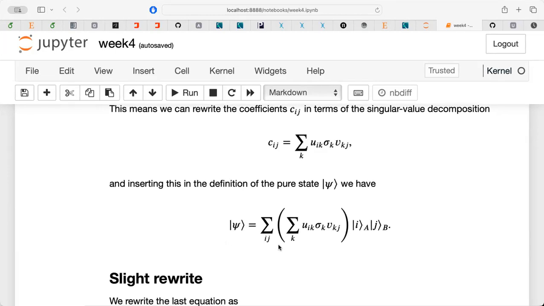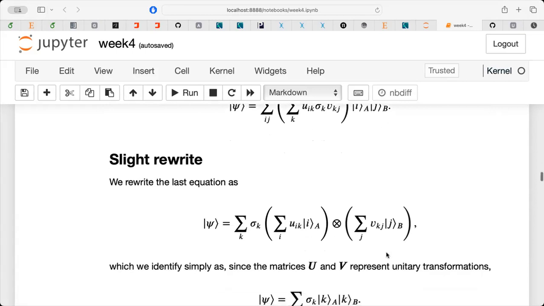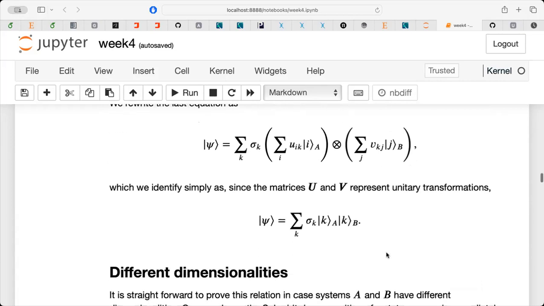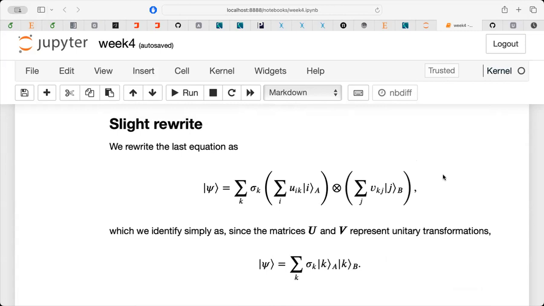And if we now look at these summations here, we can rewrite the summations. So the ij here is now simply being multiplied with the coefficients, which we have from a singular value decomposed matrix. And that means that I can rewrite them like this, where now these i and j's are the vectors of this singular value decomposition.